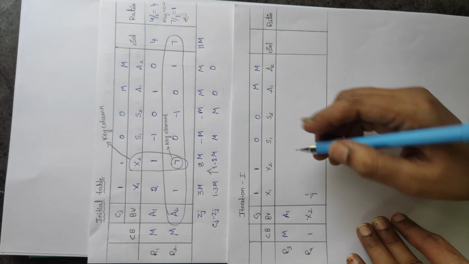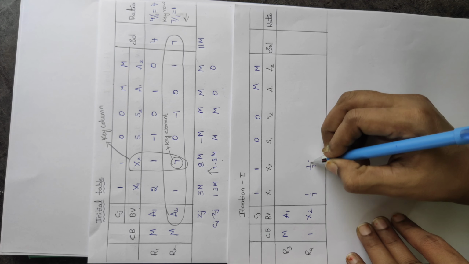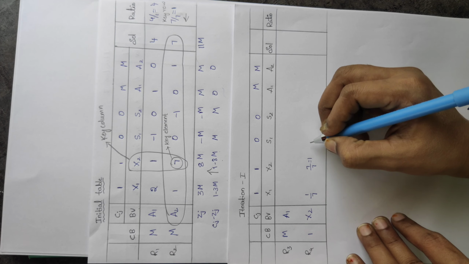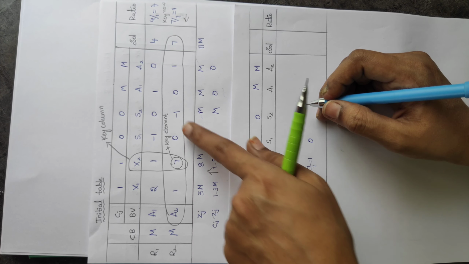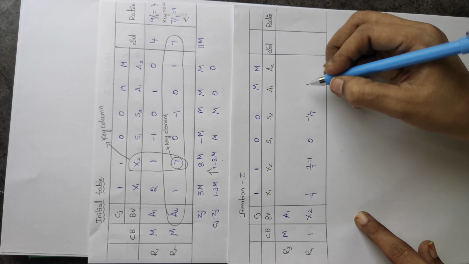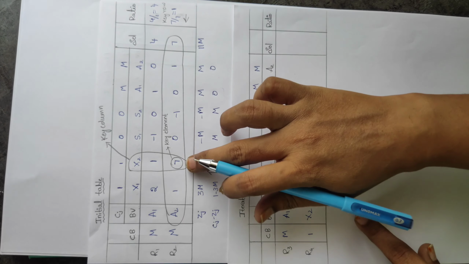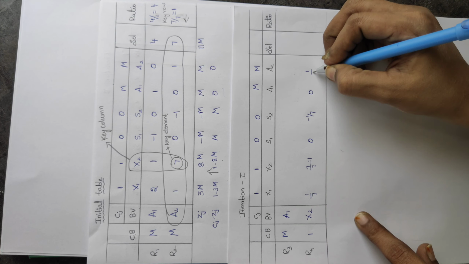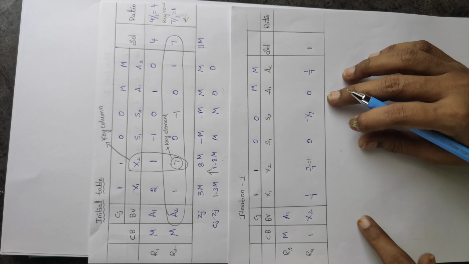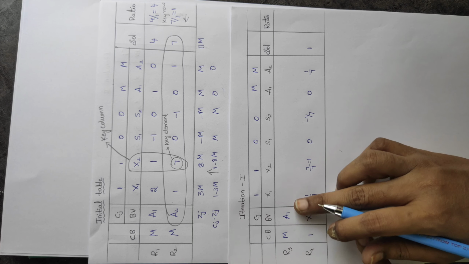7 divided by 7, 1. 0 divided by 7, 0. Minus 1 divided by 7, minus 1 by 7. 0 divided by 7, 0. 1 divided by 7, 1 by 7. 7 divided by 7, 1. And for finding the R3 values, there is a formula.